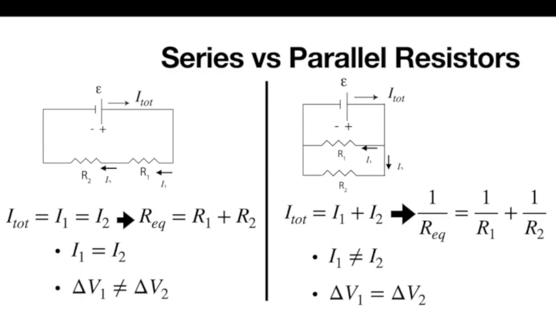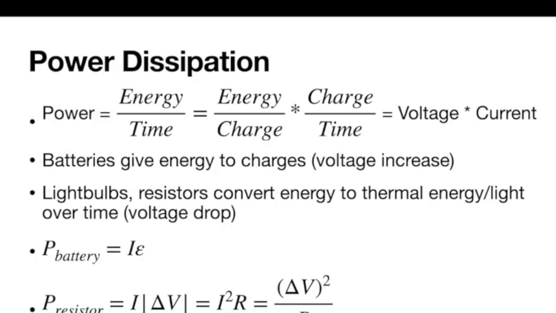And that's also true of the Req, which is something that often gets missed. If I replaced R1 and R2 with a single Req, the voltage drop across that Req, minus I total times Req, would be the same as delta V1 and delta V2. So that's very important. Final thing I want to mention about circuits before I do a little example is power dissipation.